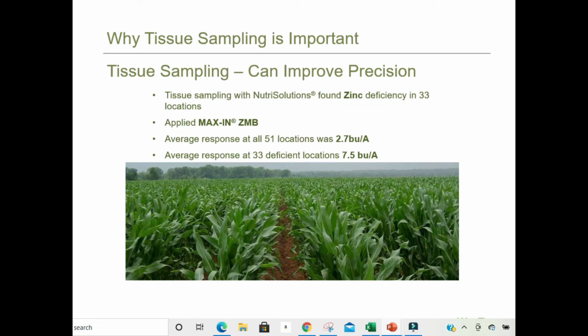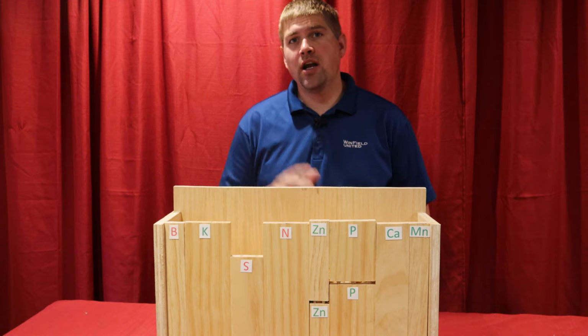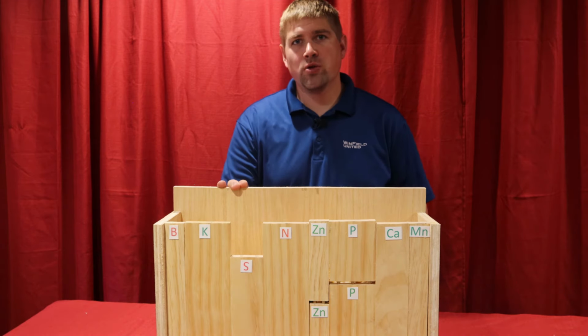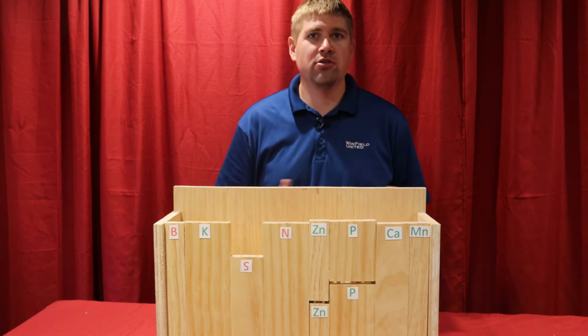In the ANSWER Plots, we did a trial to evaluate foliar zinc. Across 51 locations, we averaged 2.7 bushels per acre with a foliar zinc. However, at the 33 sites where the tissue sample came back deficient, we averaged a 7.5 bushel yield increase. A tissue sample can help you better evaluate what nutrients you're short on and help you make better plant nutrition decisions.